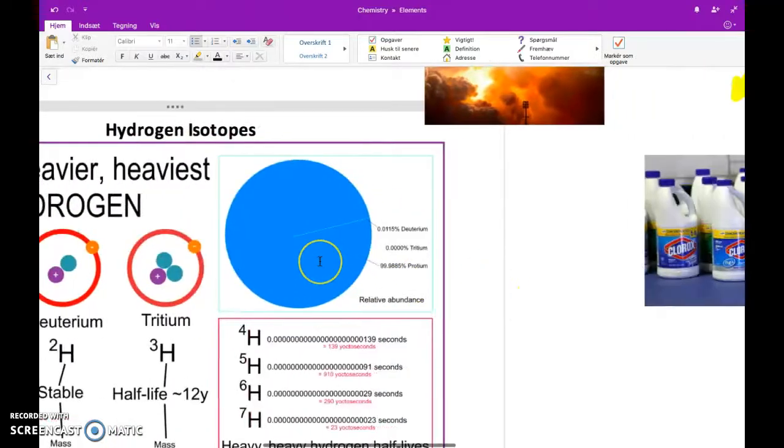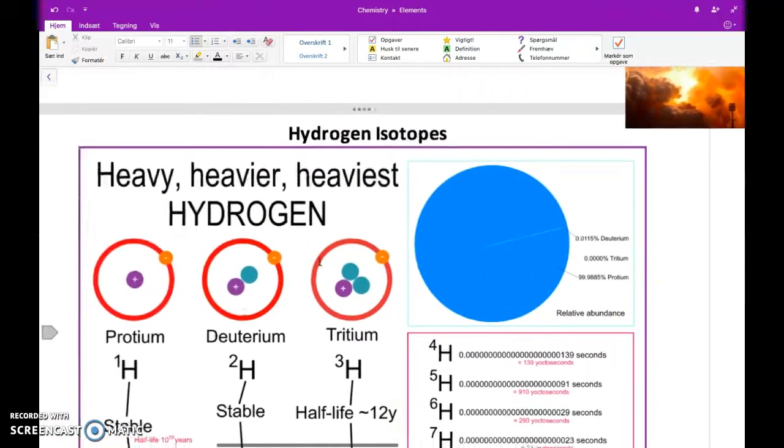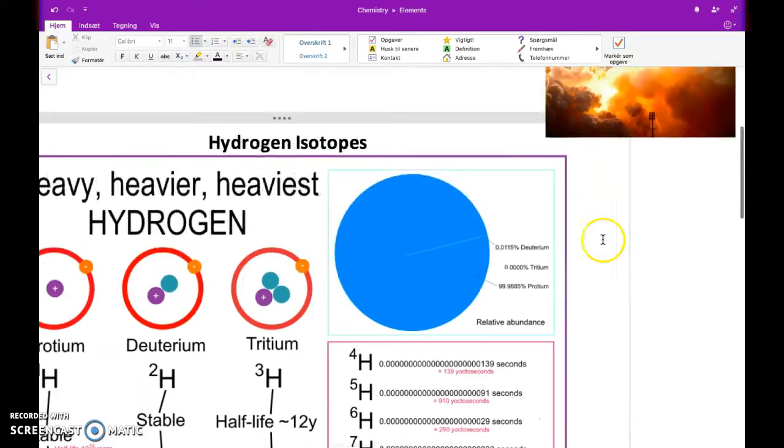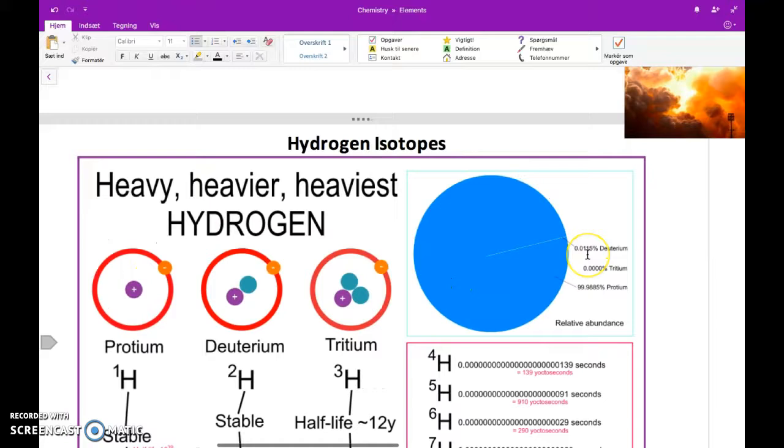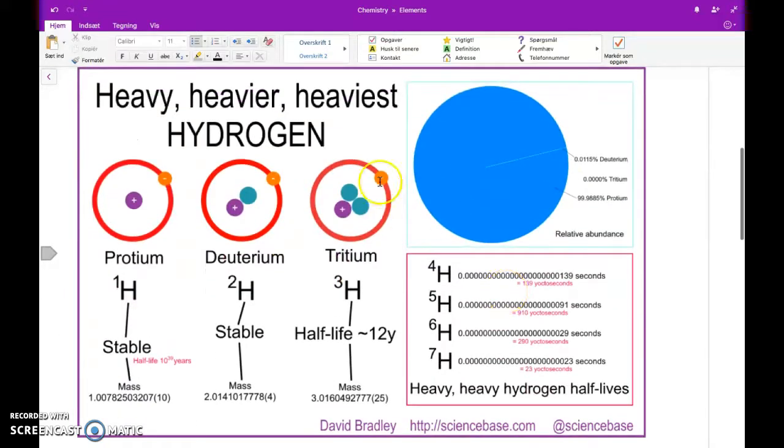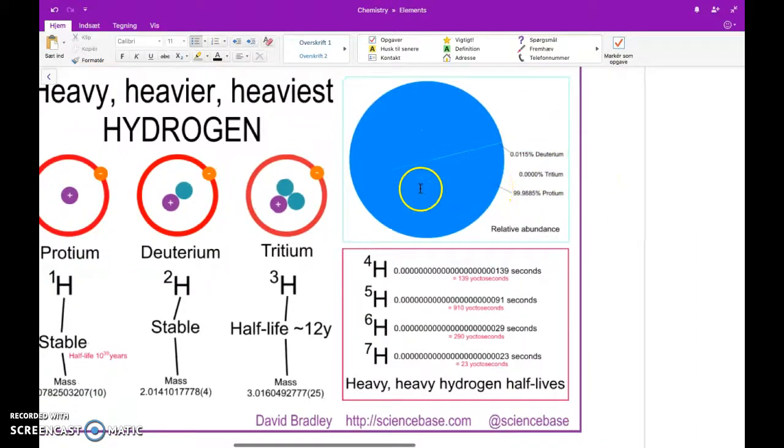But here you can see how much of each isotope there is naturally, and 99.9%, which is basically everything, is protium, and only 0.01% is deuterium, so that's not a lot. And there's 0 tritium, which I believe is because every time there exists tritium, it gets decomposed into helium, and that's why there's no tritium, which is super heavy.